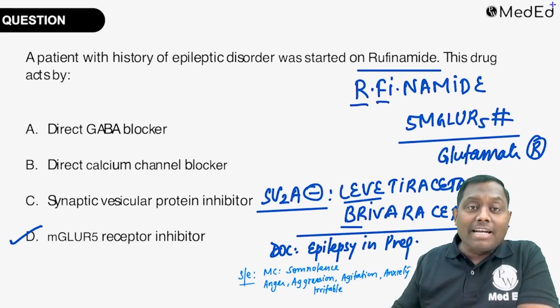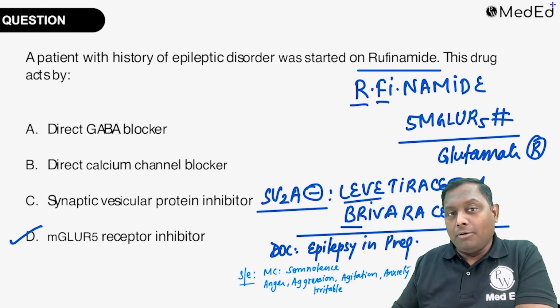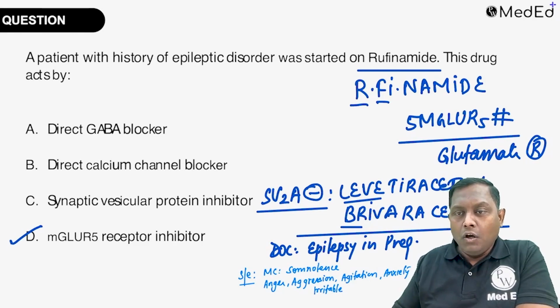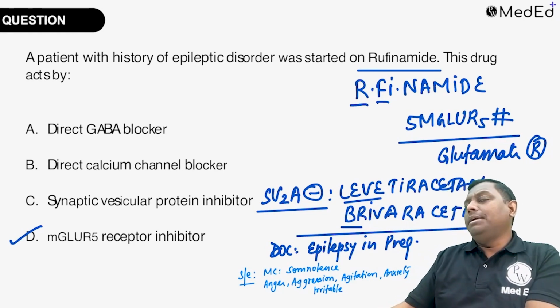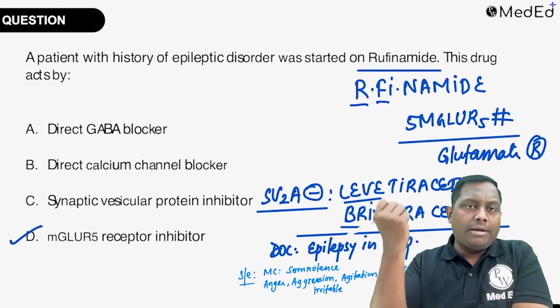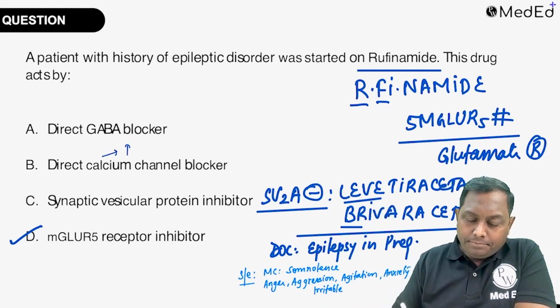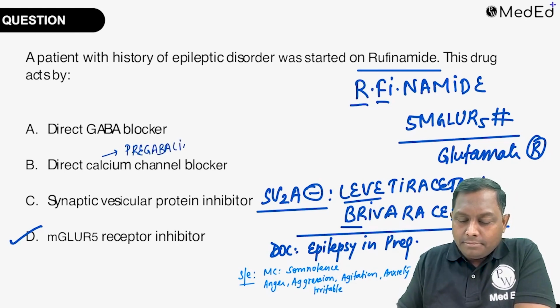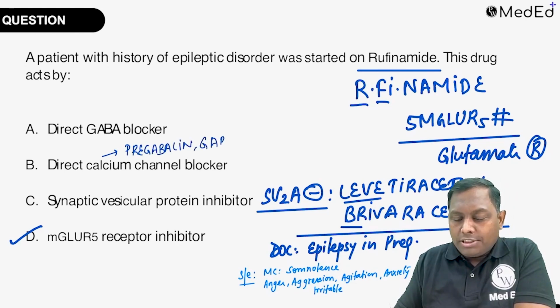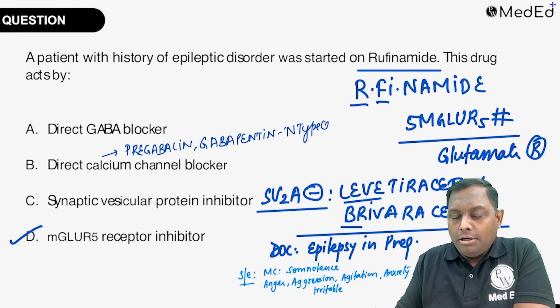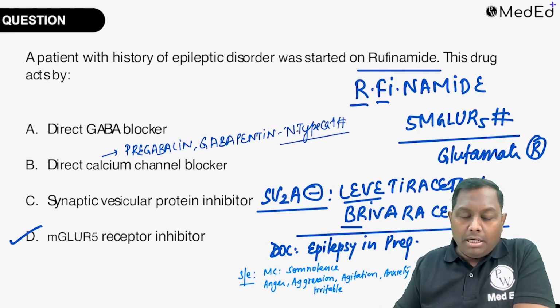Direct GABA receptor blockers. We have some drugs that act on the GABA mediated chloride channel, but rufinamide is not a GABA blocker. And calcium channel blockers: we have pregabalin and gabapentin. Which type of calcium channel will be blocked by them? Pregabalin and gabapentin are the N-type, neuronal type, calcium channel blockers.